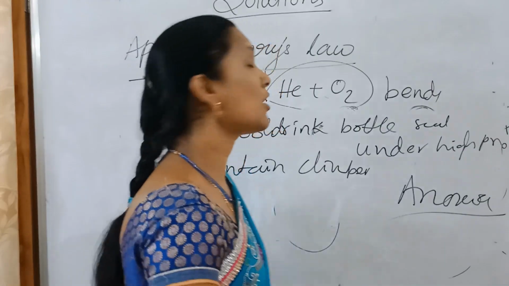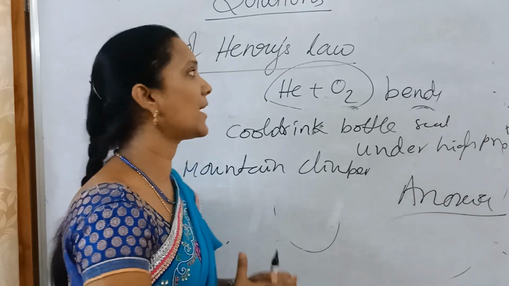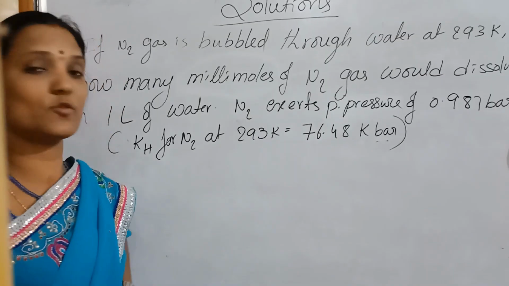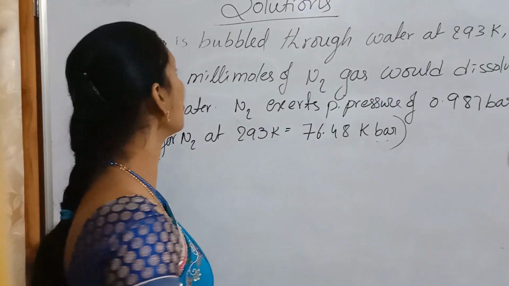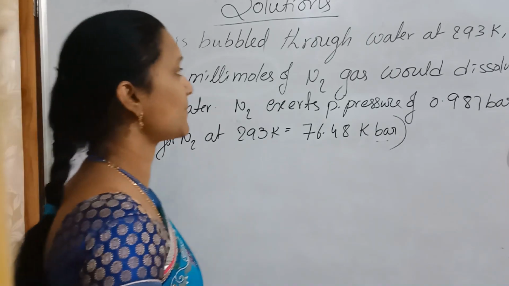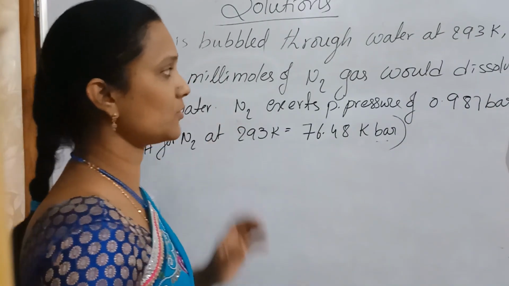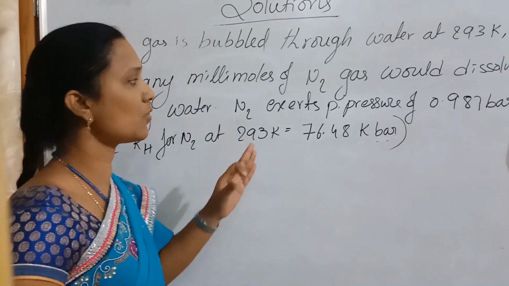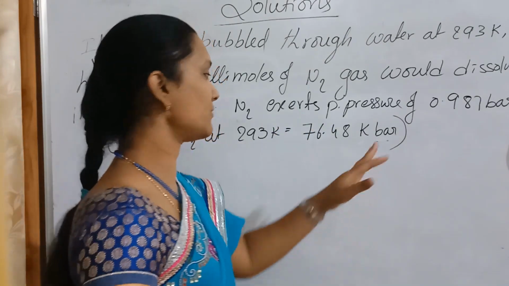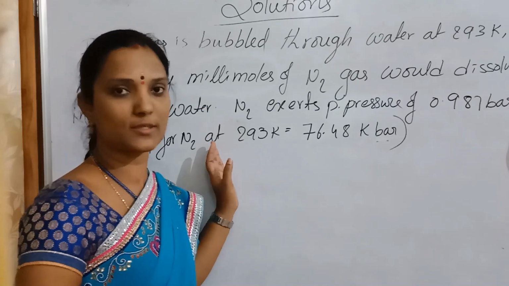Okay, so next, how to solve problems based on Henry's law. To solve problems based on Henry's law, I have already written one problem here. If N2 gas is bubbled through water at 293 Kelvin, how many millimoles of N2 gas would dissolve in 1 liter of water? N2 excess pressure of this much and KH value of N2 also given.